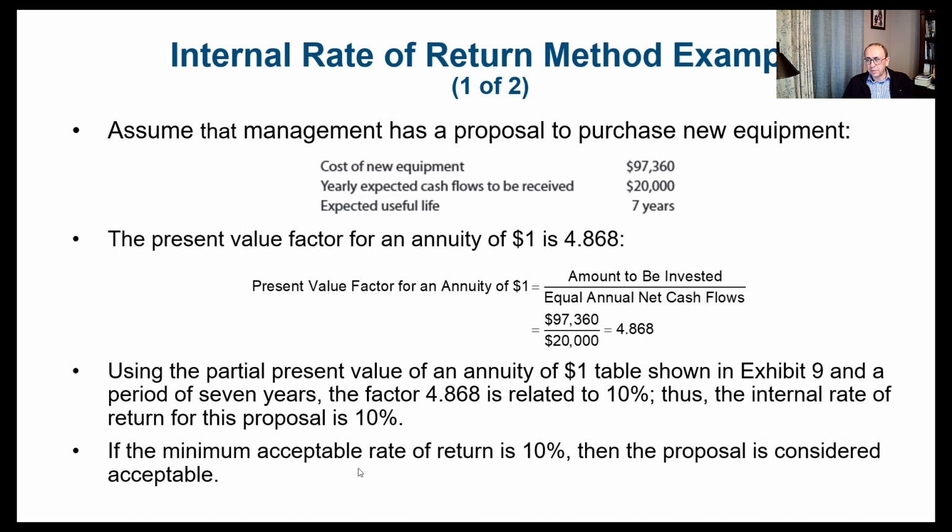So if the minimum acceptable rate of return is 10%, then the proposal is considered acceptable. So what if the minimum acceptable rate of return is 12%? Then we cannot accept this proposal, because the internal rate of return is below what we accept. But the good thing about this method is that it can tell you the profitability of that project based on a percentage. And I think that's a useful tool for decision making.